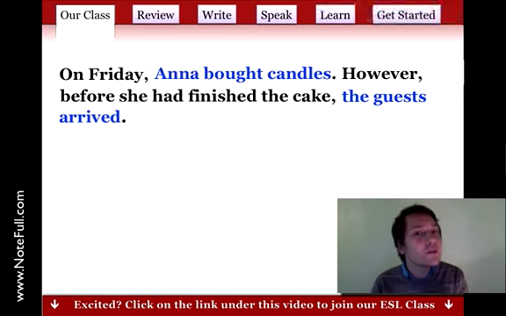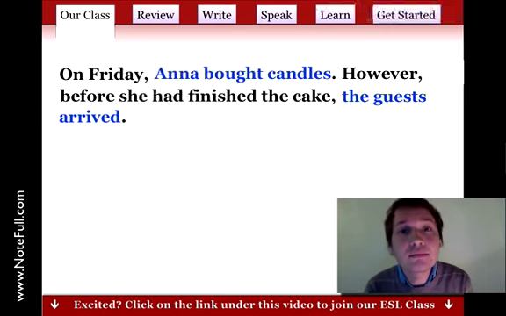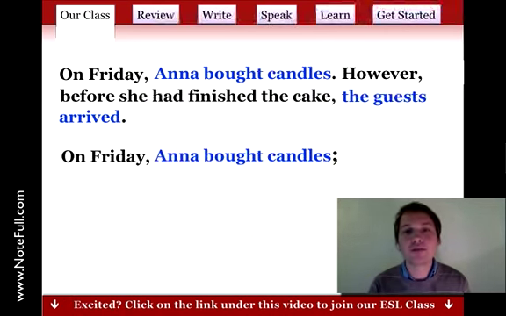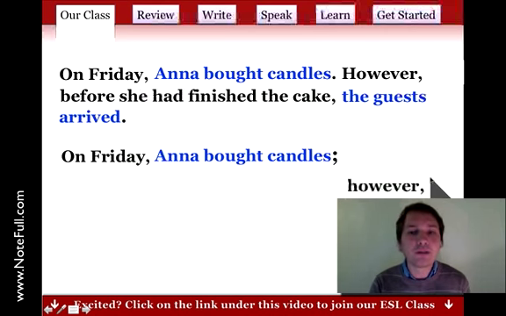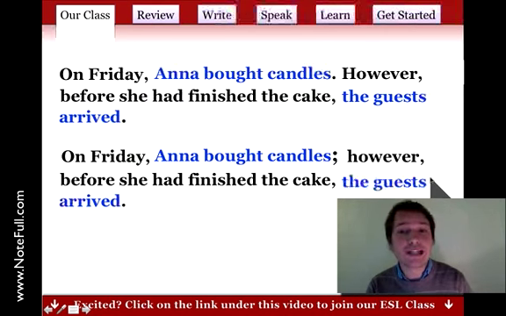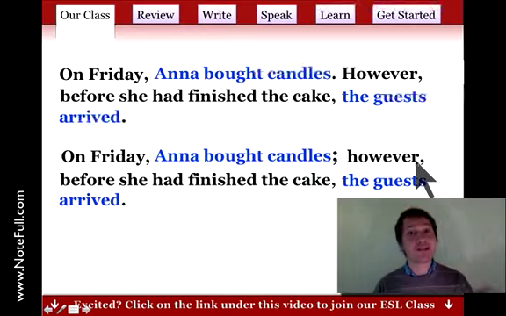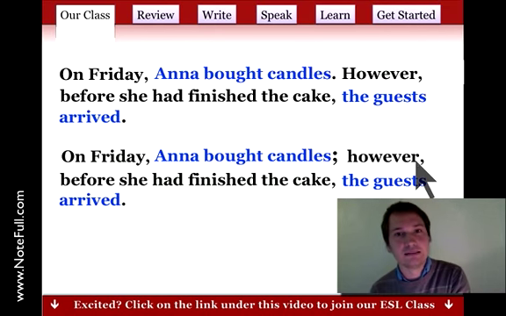But we know that these sentences are related in the meaning. So we could say, on Friday, Anna bought candles. We use a semicolon. However, before she'd finished the cake, the guests arrived. And after a semicolon, we use a small h. Right? And we connected these with a semicolon because we have that however word. And it's common to do that because it shows that the two sentences are connected. It shows kind of but something.